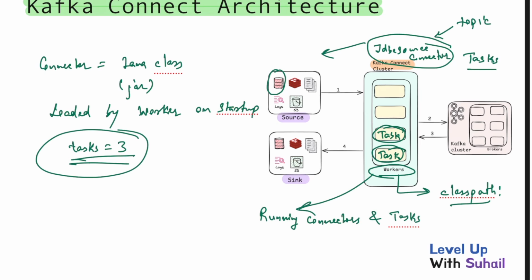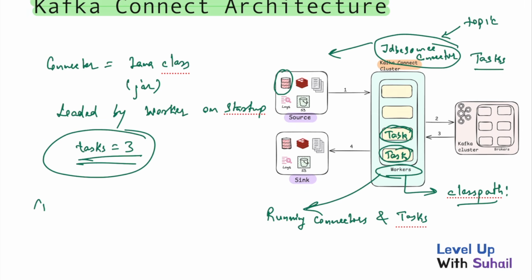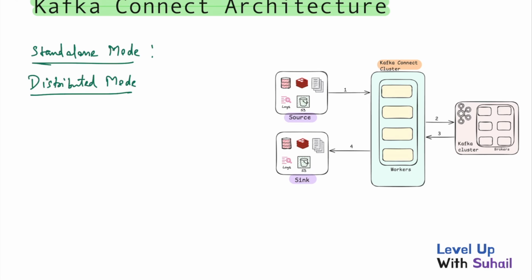Now, when we talk about workers, there are two modes of running the worker. One is the standalone mode and the other is the distributed mode. Standalone mode means you are running a single process, that is, a single worker JVM process. In this case, you don't have any fault tolerance, because if this worker crashes, you can't do anything. So it is good for development and testing, and it also stores the configuration locally.